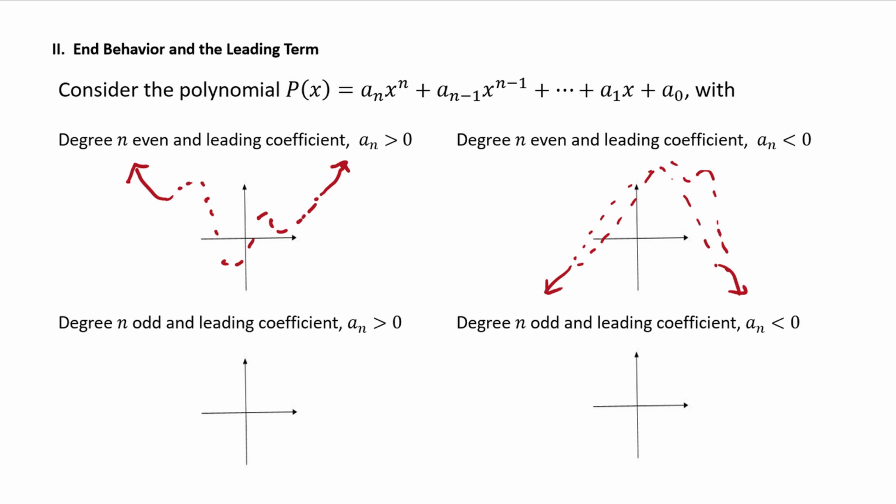Now, if degree n is odd, so 3, 5, 7, however much, and the leading coefficient is positive, then as you move from the left to the right, the graph is going to be increasing.